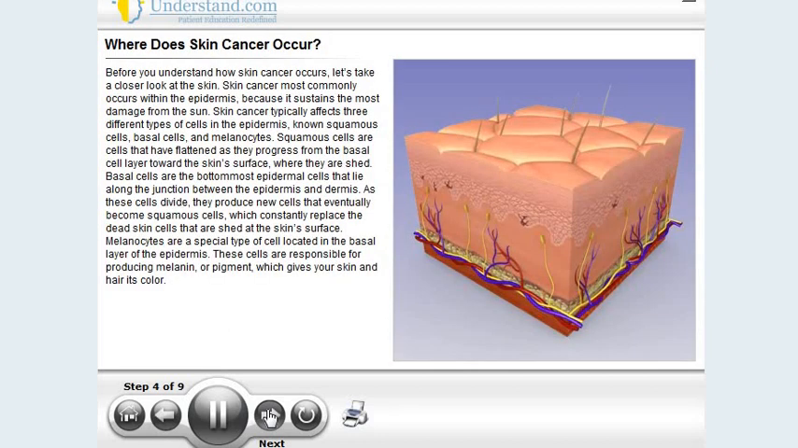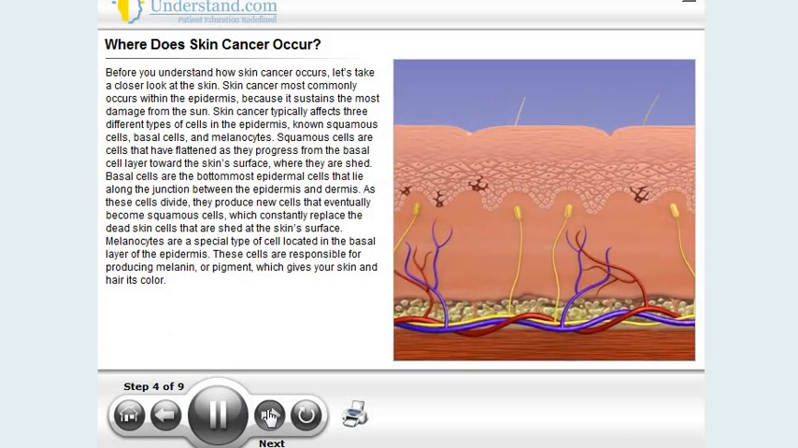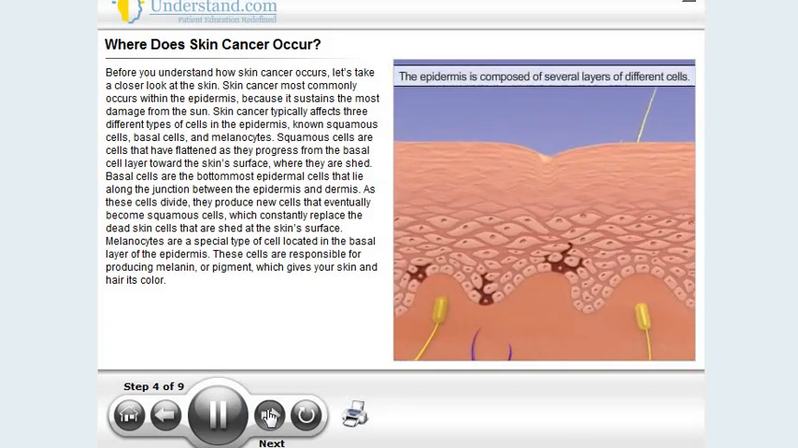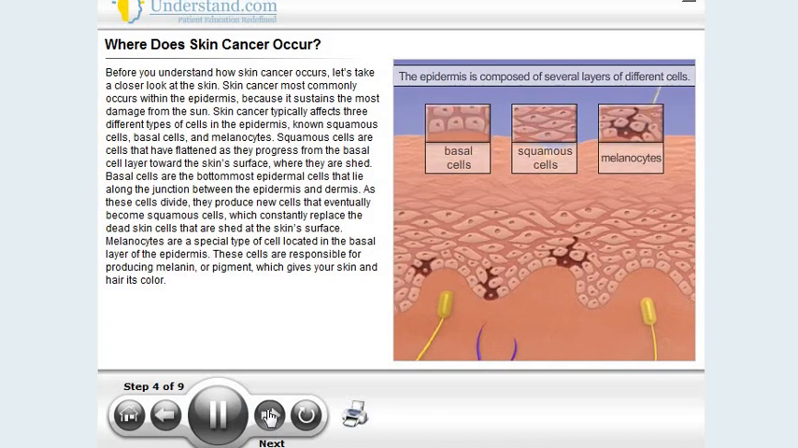Before you understand how skin cancer occurs, let's take a closer look at the skin. Skin cancer most commonly occurs within the epidermis because it sustains the most damage from the sun. Skin cancer typically affects 3 different types of cells in the epidermis, known as squamous cells, basal cells, and melanocytes.